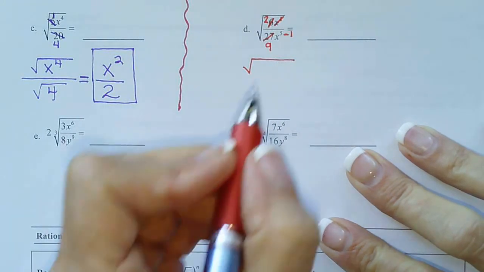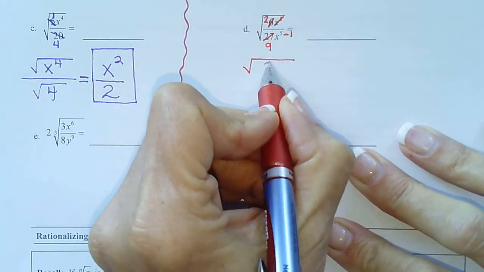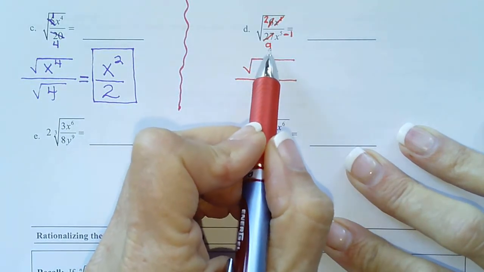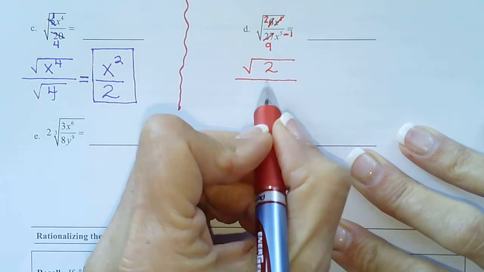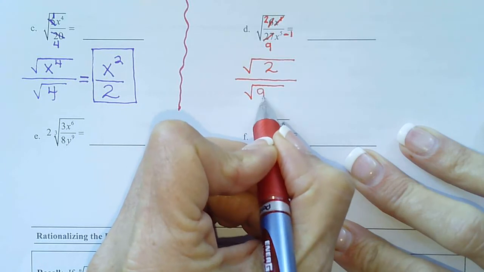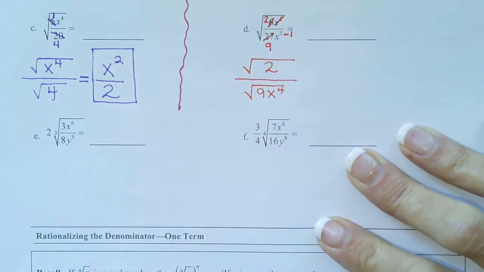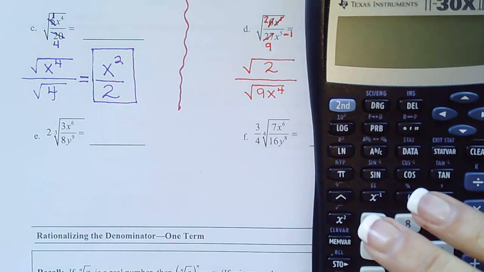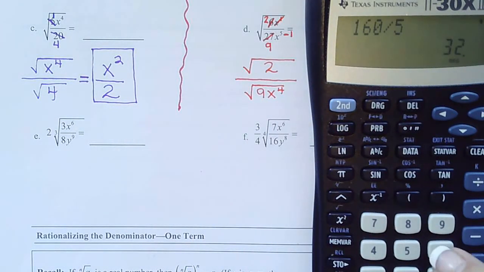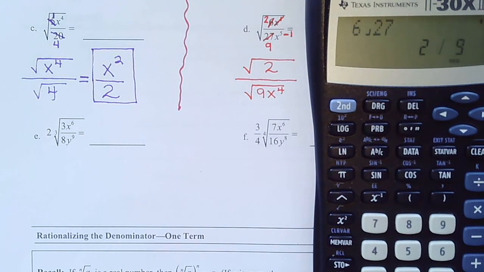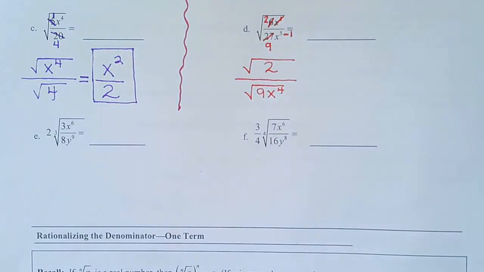So now I can see in the numerator all I have is square root 2. In the denominator I have 9x to the 4th under the square root. And also what you could do to simplify your fractions if you want, this was 6/27, you could go 6 fraction bar 27, hit enter, and the calculator simplifies it for you. So you can see that 2/9. But you still have to simplify your x's by hand.